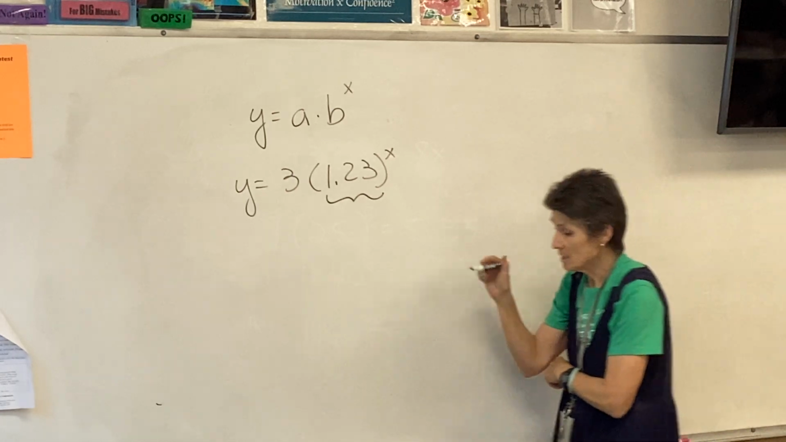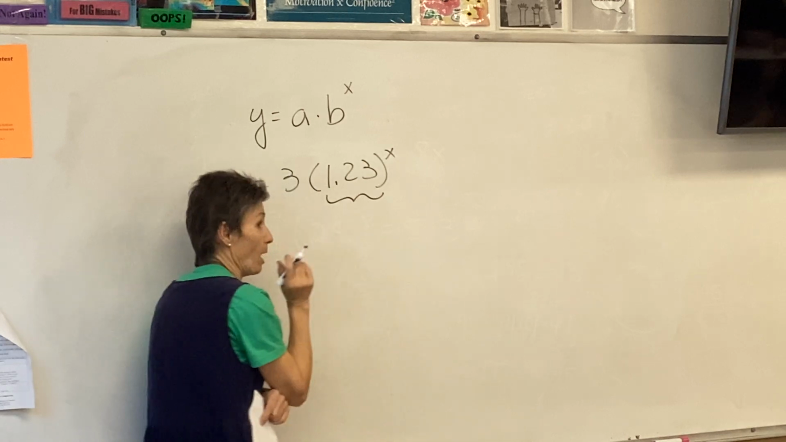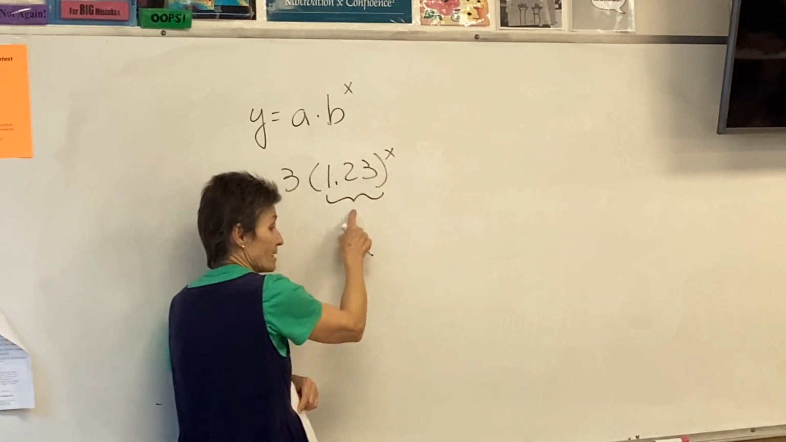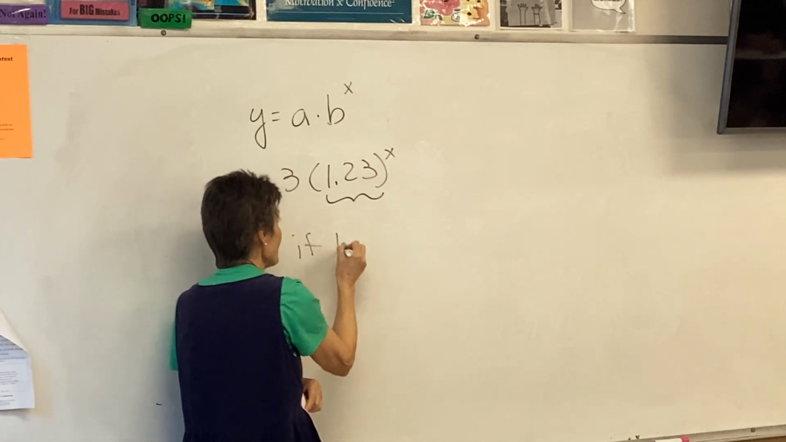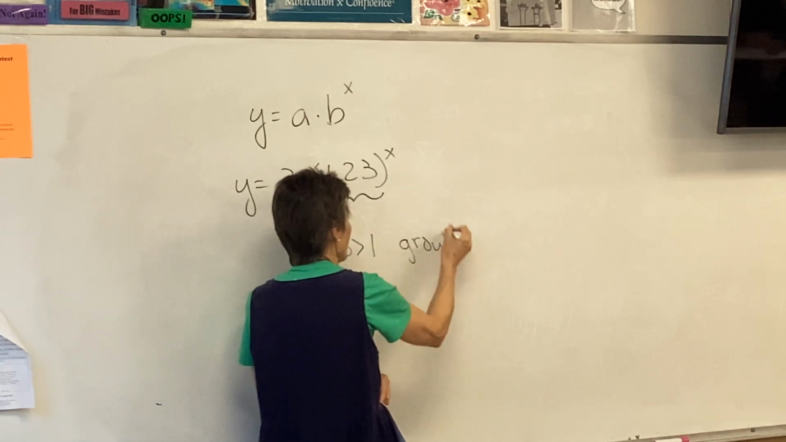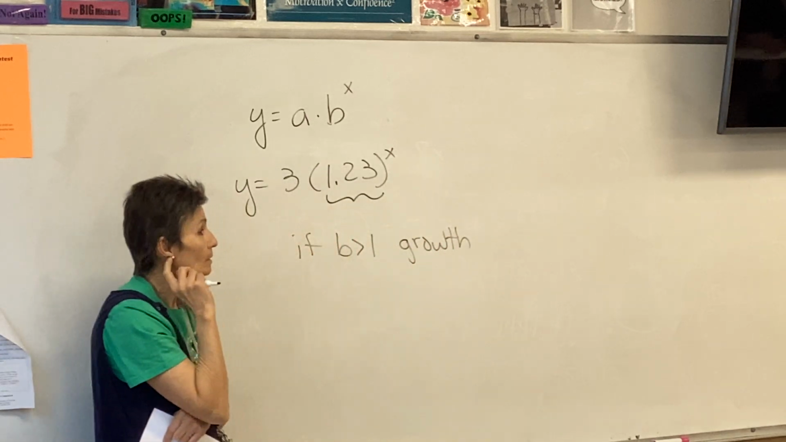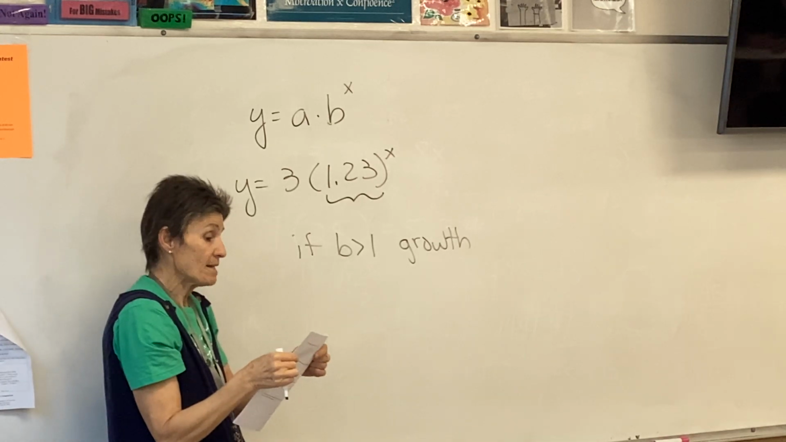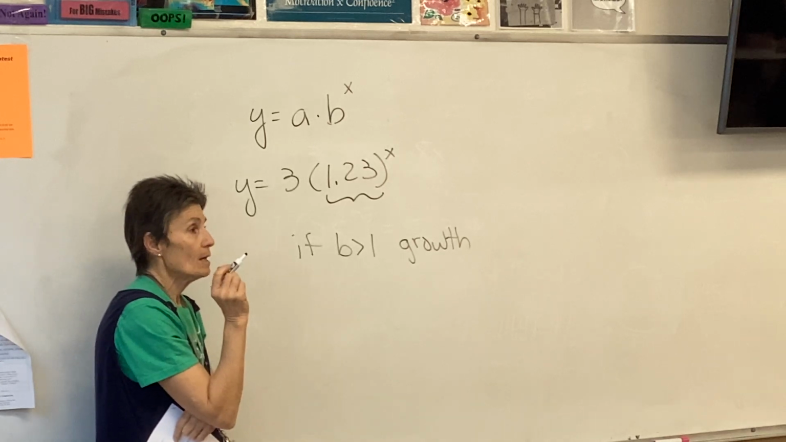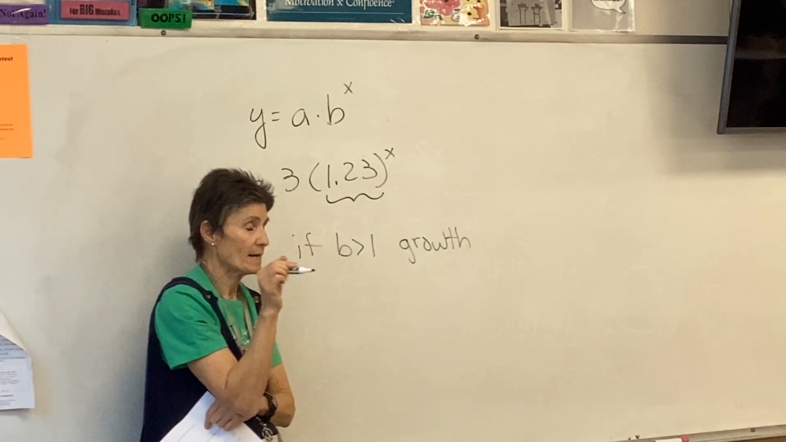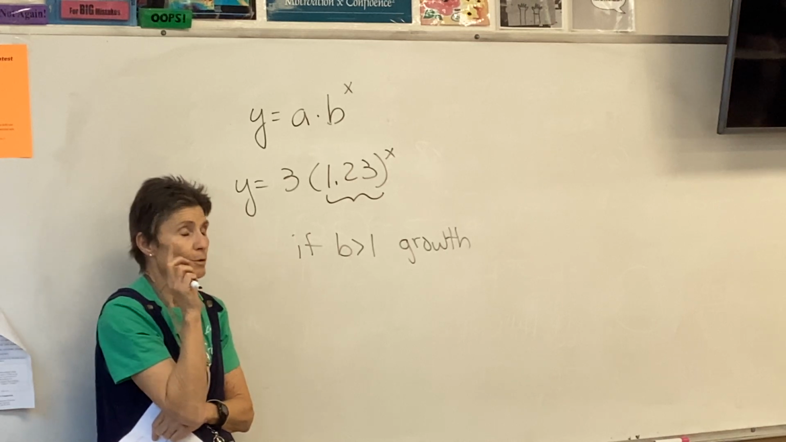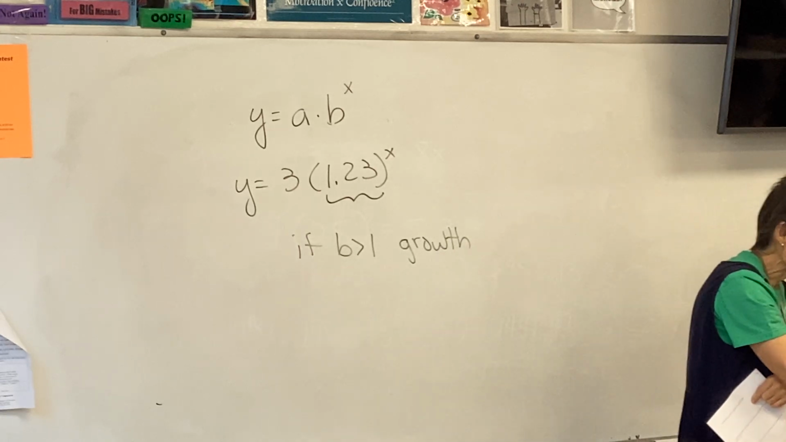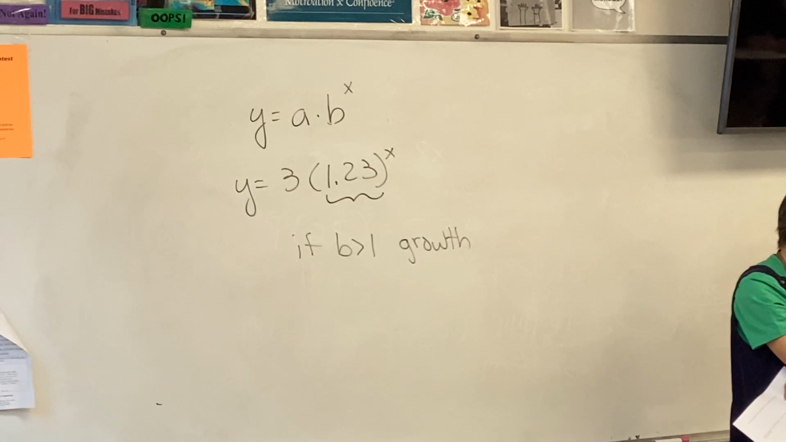Okay? So, this is a growth problem because this number, the number with the x, it's called the base, the b value. If the b value is bigger than 1, it's going to be a growth problem. Okay, every time. Let's state the rate of growth and decay. The rate of growth or decay, and listen carefully because this trips us up.